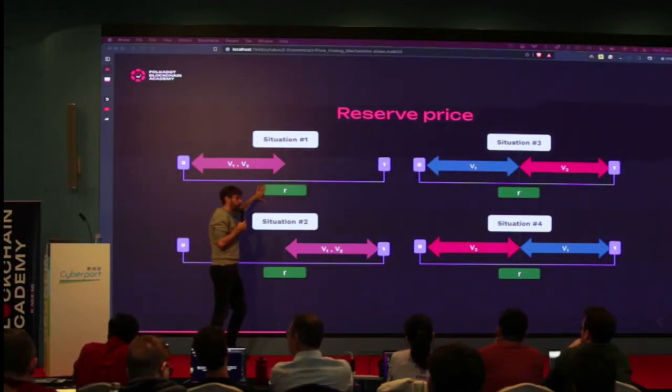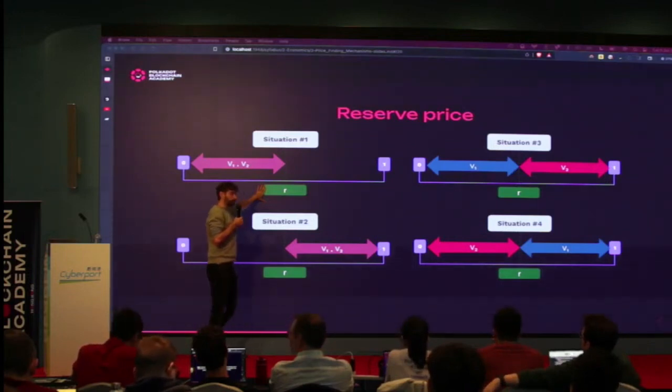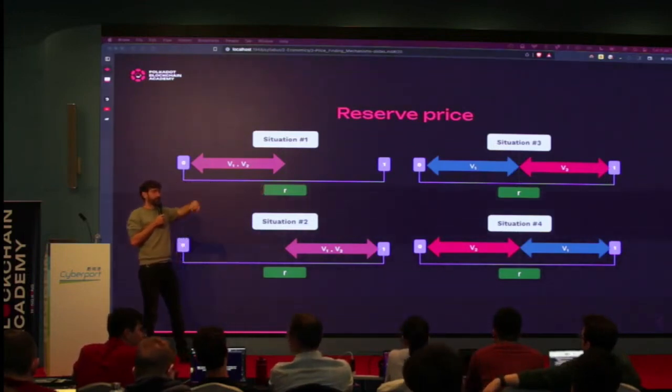V1 and V2 represent the valuation of Alice and Bob, right? Yeah. So okay, I'll think about it. Thanks. Yeah, we can also discuss later then.